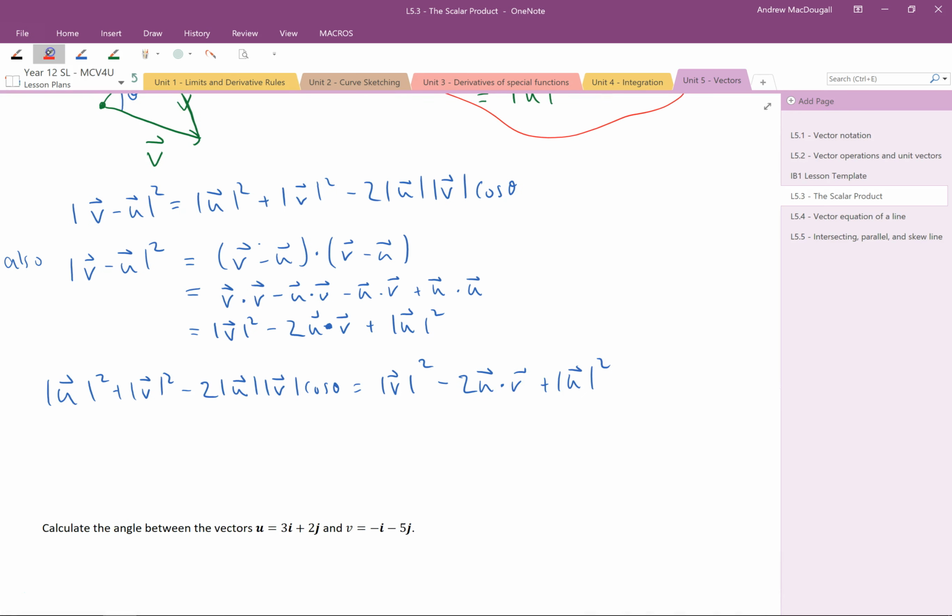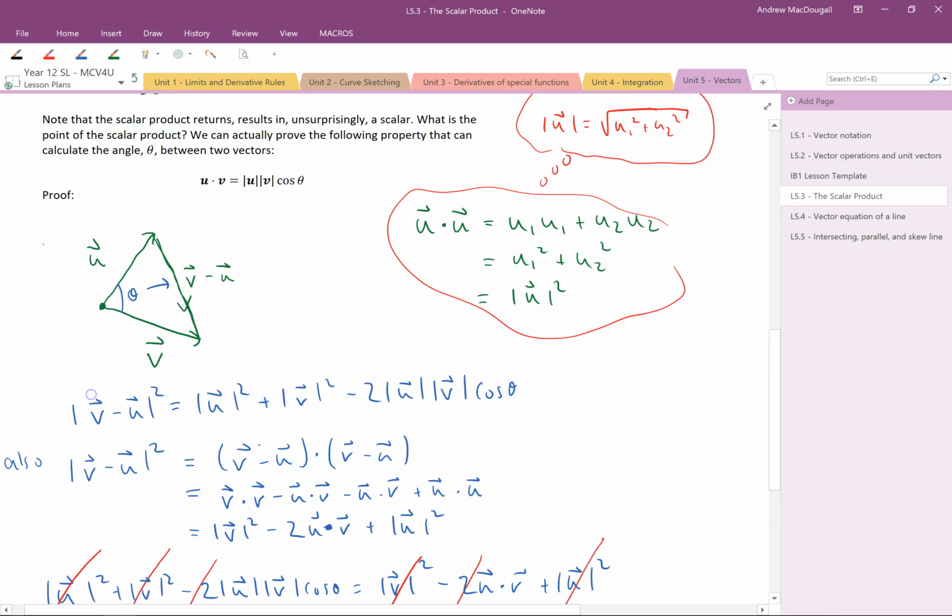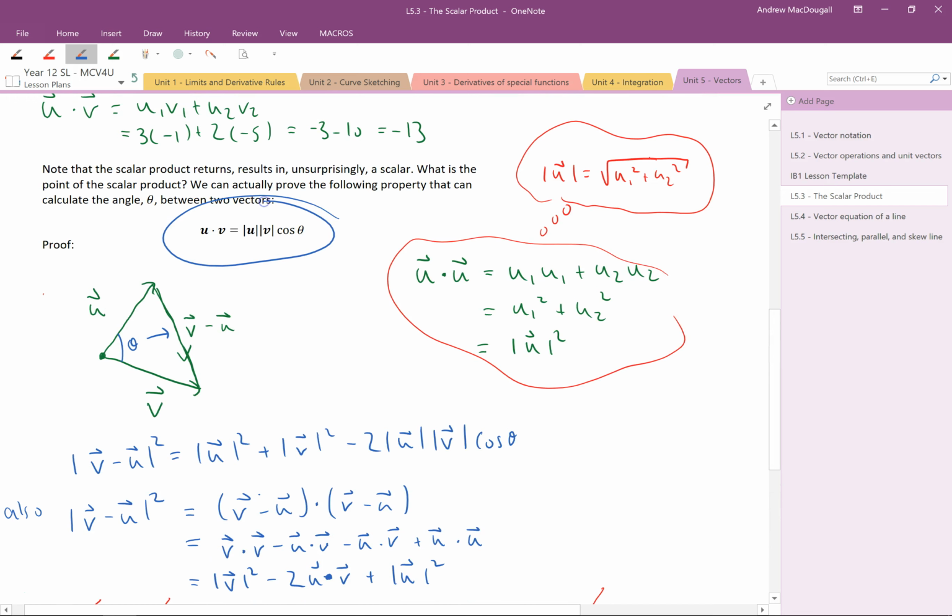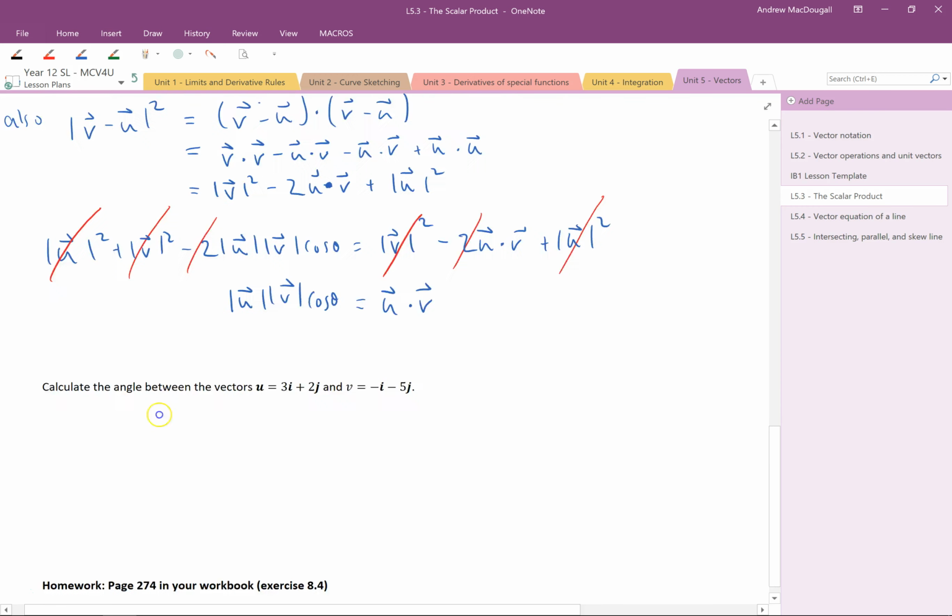And now we can do some canceling, cancel, cancel. And even the negative 2's we can cancel. So that means that on the right we have u dot v, and over here we've got the length of u times the length of v times the cos of theta, which is what we were actually trying to prove. So if I know u and v, I can get their dot product and their lengths, and I can calculate the angle between two vectors.